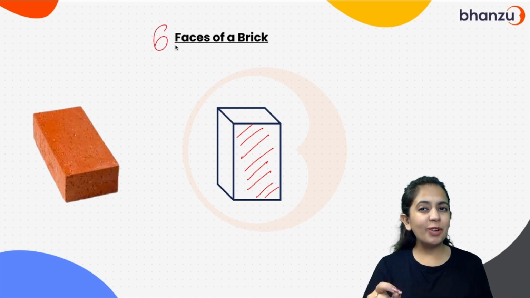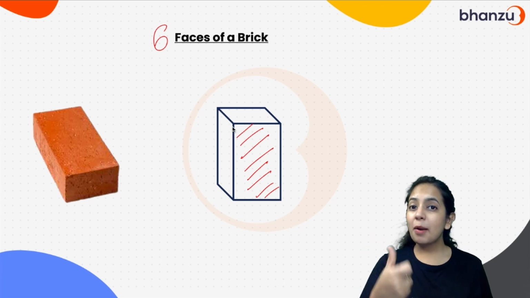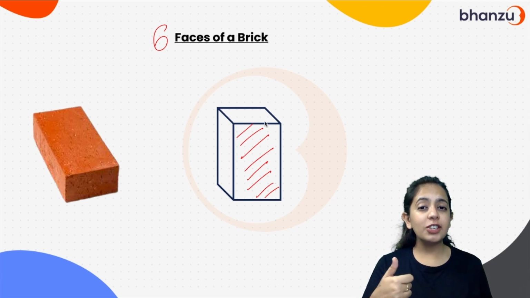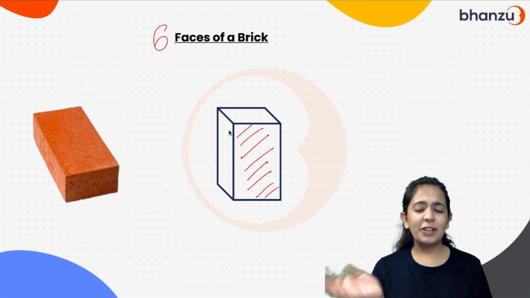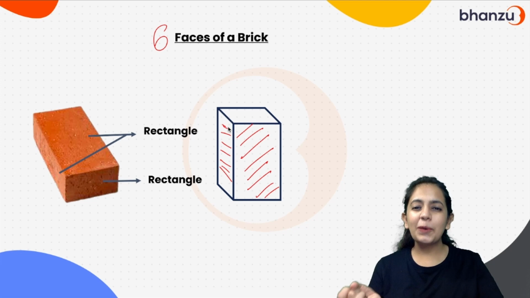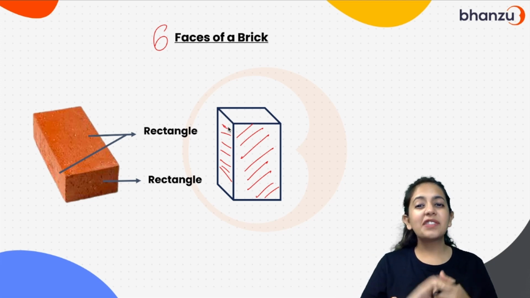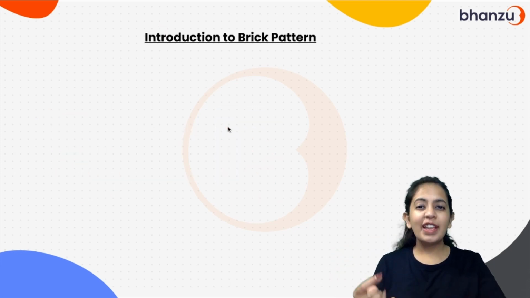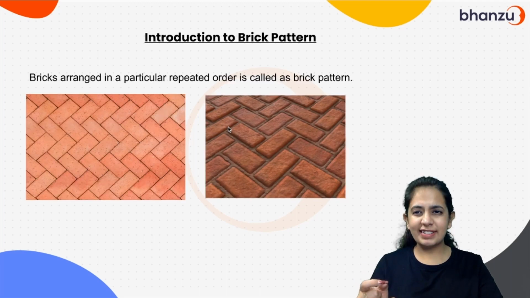And what is the shape of these faces? What is this shape? Did you say rectangle? Perfect. And how about this shape on the top? That is also a rectangle. Okay, how about this side one? This is also rectangle. So all the faces of this brick are rectangular in shape. Cool. Now let me introduce you to some of the amazing brick patterns.